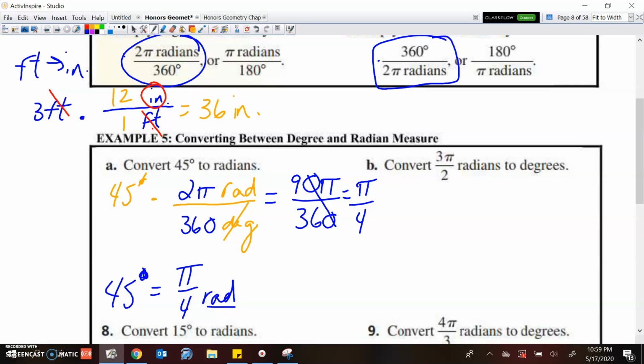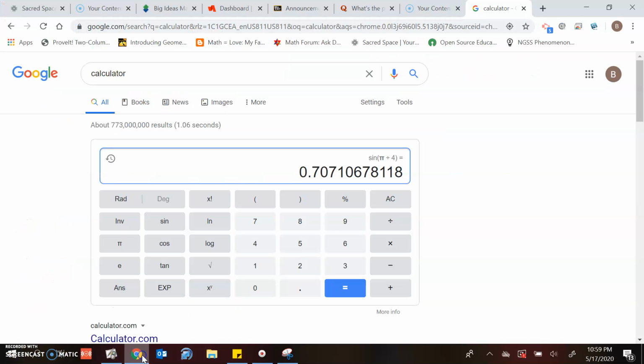So let's just check it out. Let's do the sine of 45 degrees on Google Calculator in a moment, and let's do the sine of pi over 4 radians on Google Calculator. Okay, so I'm going to clear this. There we go. All right, so let's do degrees first. The sine of 45 is equal to 0.707, and so on.